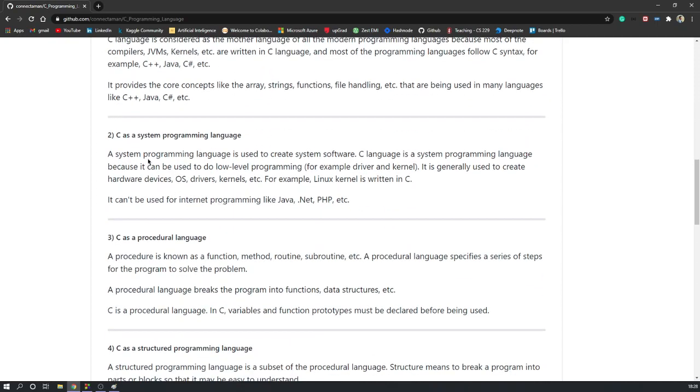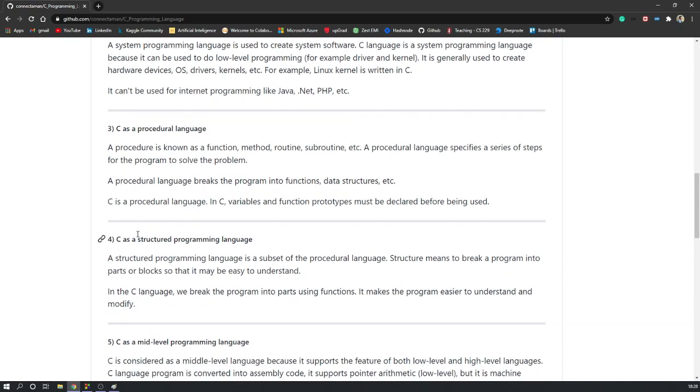And also C is a system programming language where you can write drivers, you can write low-level programs for kernels, and you can write code for interacting with hardware, the OS, and multiple other things. And if you see, the Linux kernel is also written in the C programming language. That is how important it is for system programming.